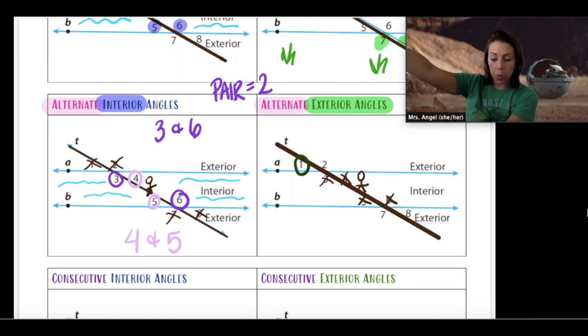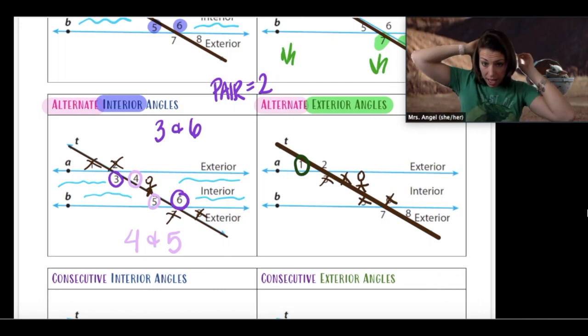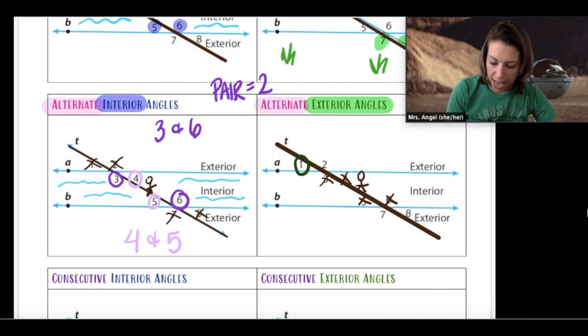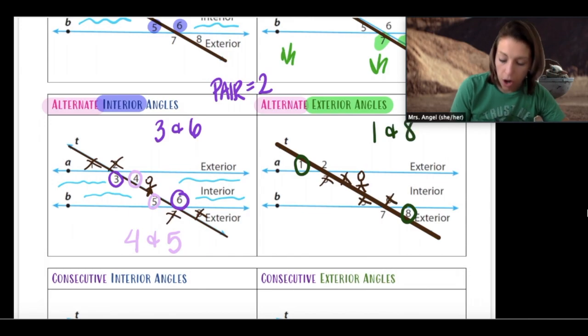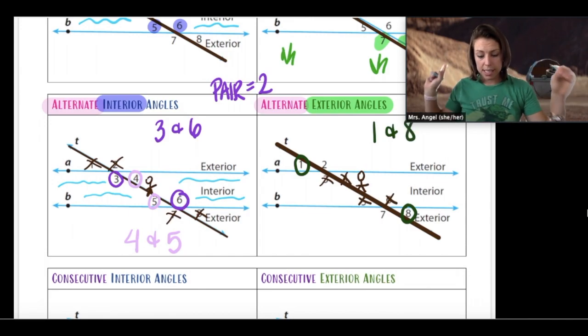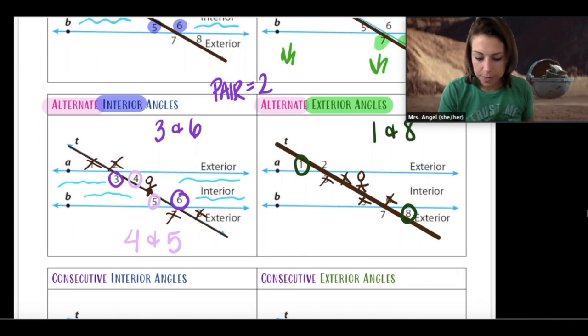So what angle would be opposite, alternate from angle 1? That would be behind me and to the right. That would be angle 8. Angle 1 and angle 8 are alternate, meaning opposite, exterior angles.